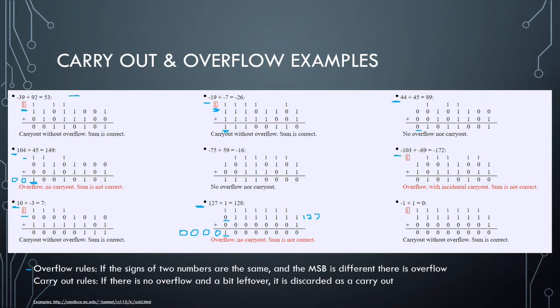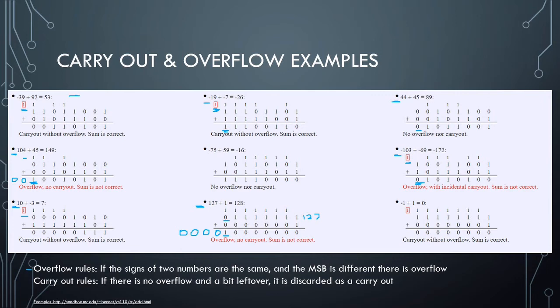Looking at this next example, we have a negative 103 plus a negative 69, so we have two of the same signs, so an overflow is possible. We need to watch out for that. So when we get done with all of our addition, we're going to look at our most significant bit. Make sure you're looking at the 8th one. And we see it's a 0. And we know that our most significant bit should be a 1 to represent that this is a negative number. So we know we have overflow, and we also have this 1 up here that is a carryout. So this number is not correct.